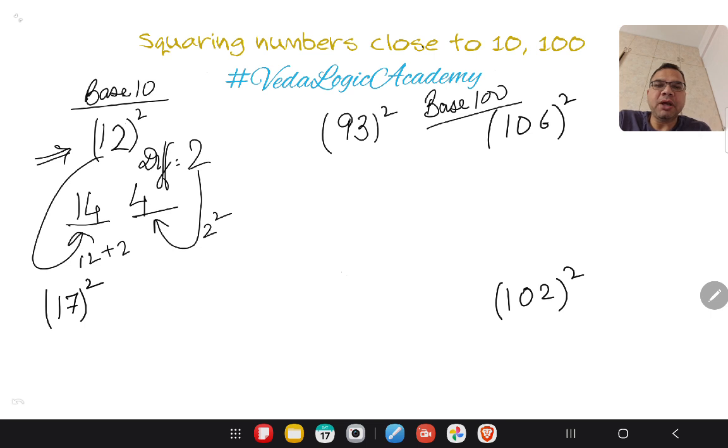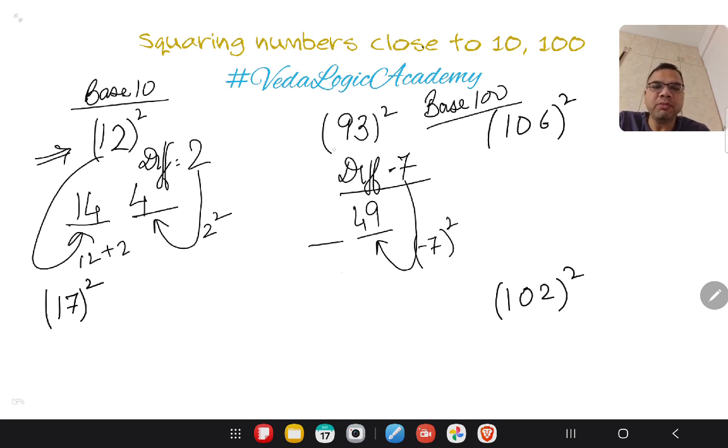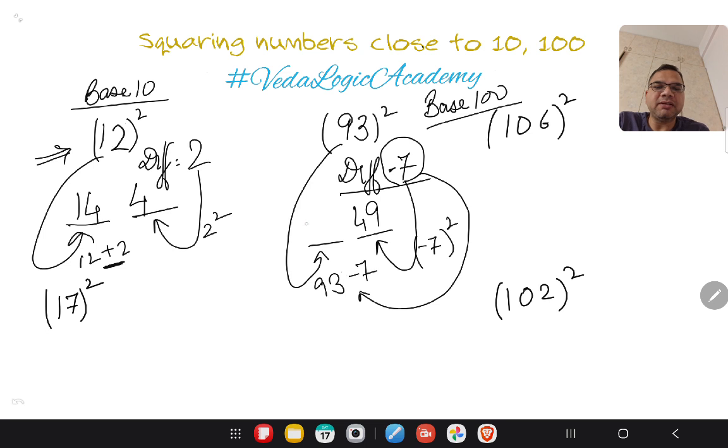Similarly, if you see 93, which is close to 100, let's try to do the square of this number. Here also the difference is 7, correct? Because 100 minus 93 is 7. Consider one thing here, it is minus 7 because it is less than 100. So the answer here again will be in two parts. Here we'll put the square of minus 7, or you can say 7 square, which is 49. For the first part of the answer, we are going to use 93. Last time we added the number. Since this time the difference is negative, we are going to subtract it from 93. So 93 minus 7 is 86. So the answer is 8649.